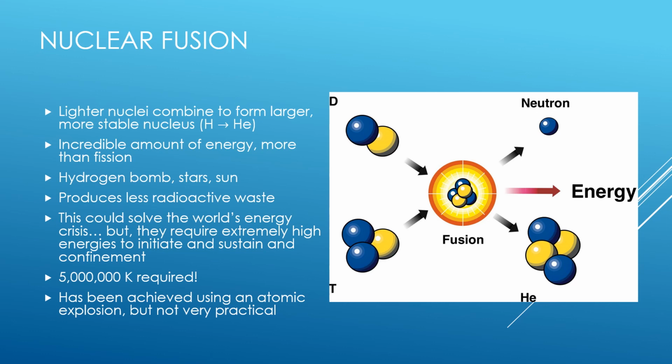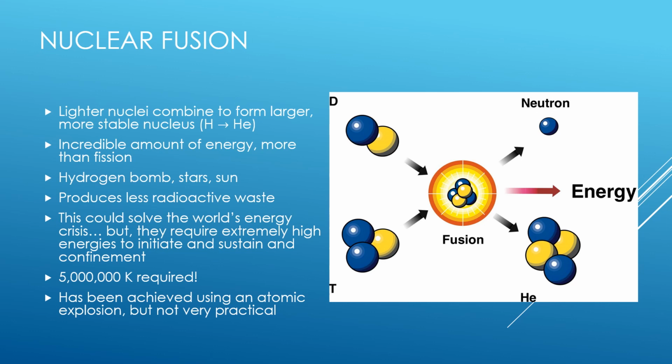The awesome thing about nuclear fusion is that it produces very little, if any, radioactive waste, whereas in nuclear fission, it does release lots of radioactive waste, and we have to find creative ways to dispose of that waste. Nuclear fusion could solve the world's energy crisis because it does generate such large amounts of energy with little radioactive waste, but it requires such an extremely high energy to initiate it, a temperature of 5 million Kelvin, and we don't really have the power to initiate that kind of reaction and sustain it and ultimately confine it.